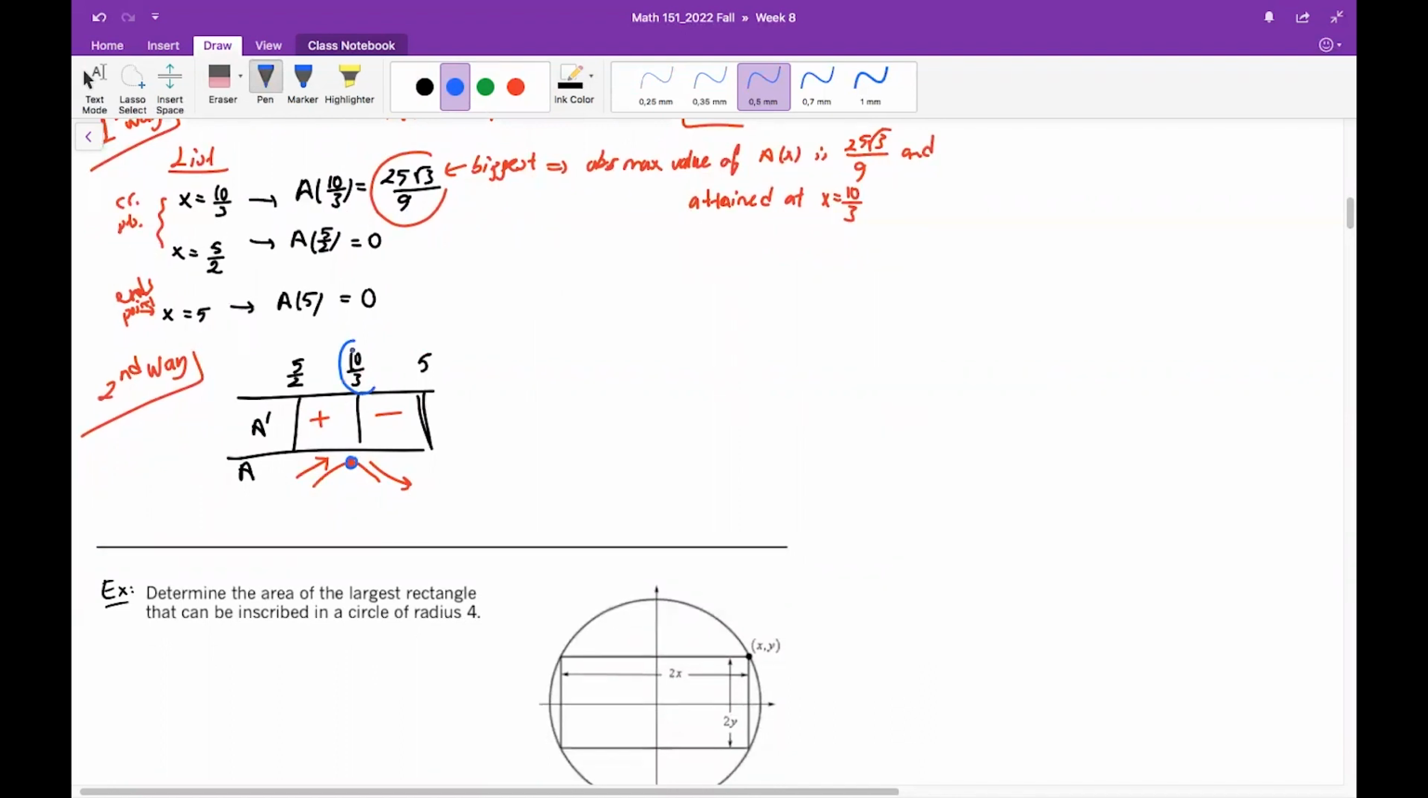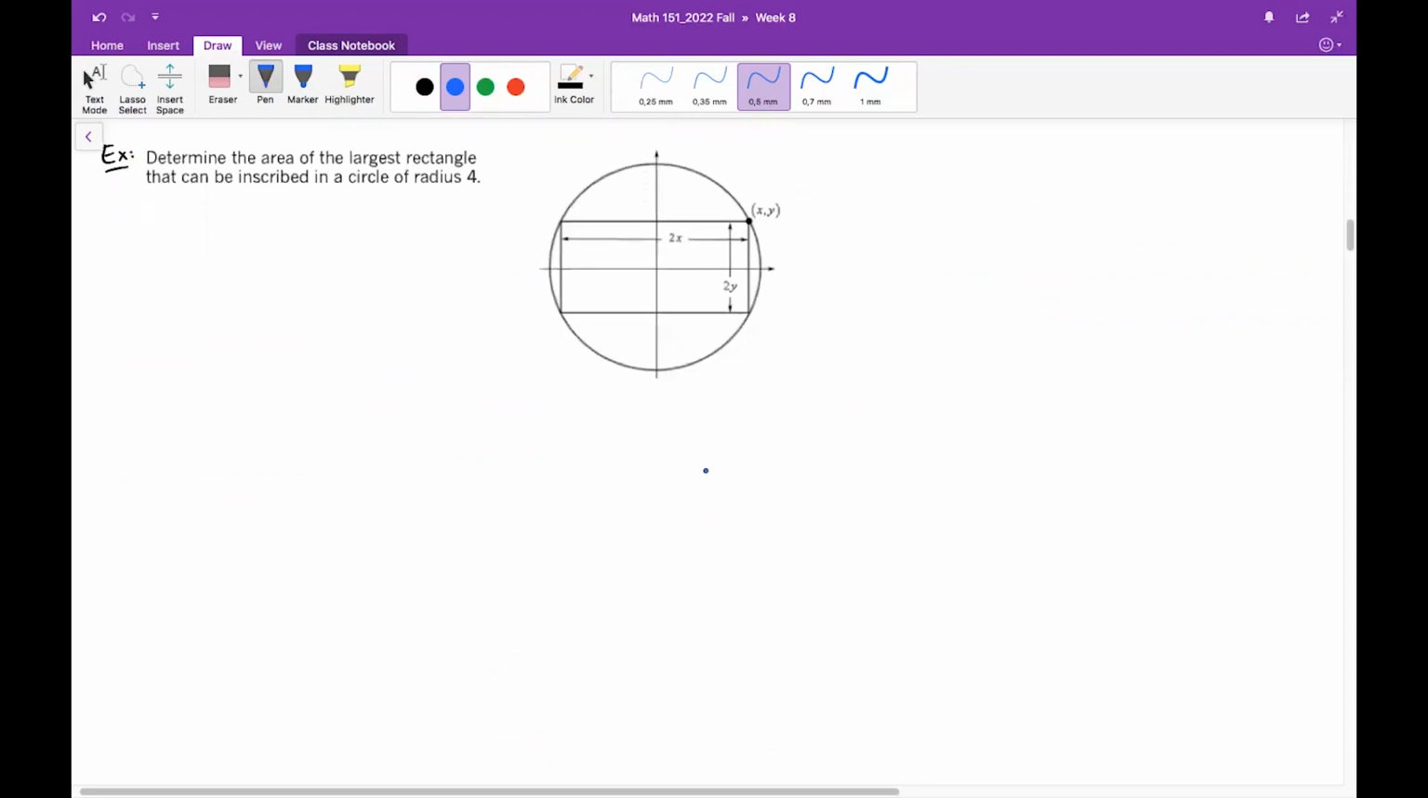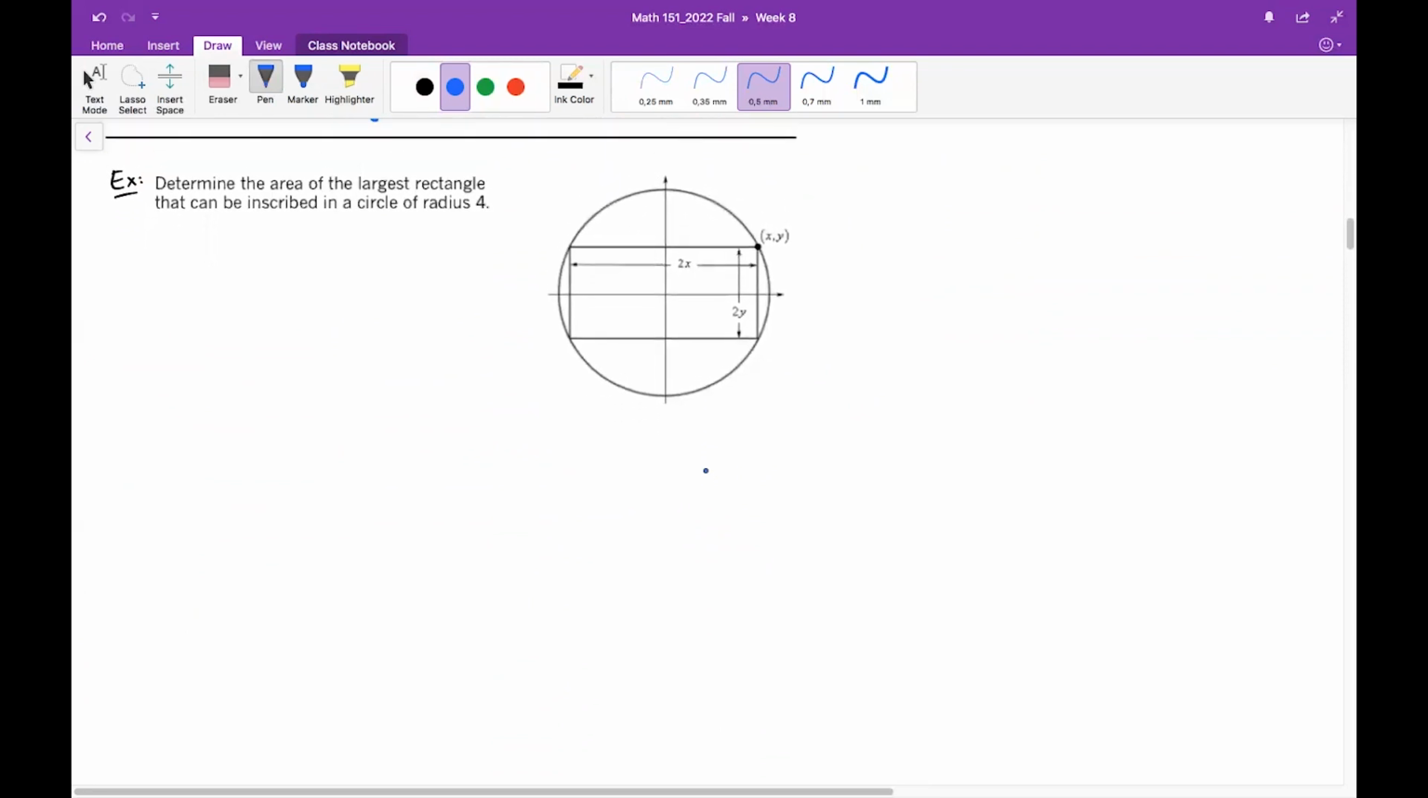So right at this point where x equals 10 over 3, you have an absolute maximum value for your area. Which value is this? It is this value, of course. So you can also use this kind of argument that we call the first derivative test to prove that at this point for x, the area becomes the largest. Okay, so let's move on and solve another example before we stop in this video.